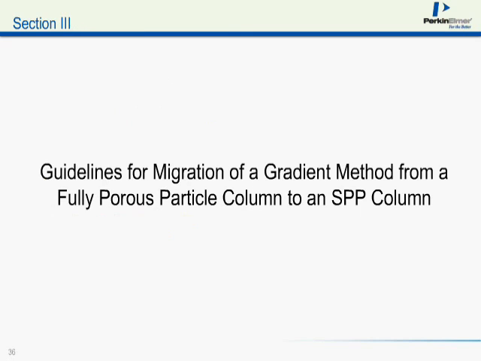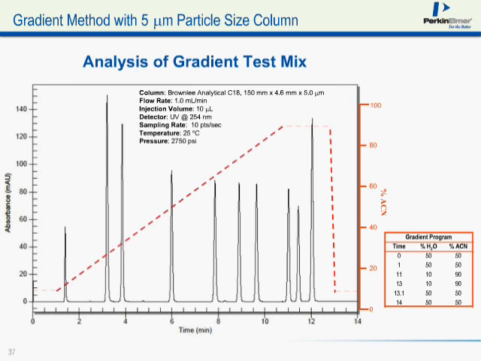So next we'll talk a little bit about using a gradient method as opposed to an isocratic method. And it's the same procedure as before. First you would choose the correct method and then the correct column, and then calculate your new parameters, and you can use the calculator to do that, and then finally optimization. And so for this example, I use that same gradient test mix that I talked about in the previous slides when I was talking about column efficiency.